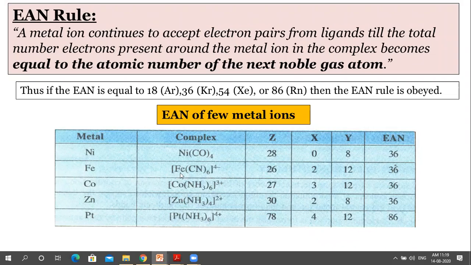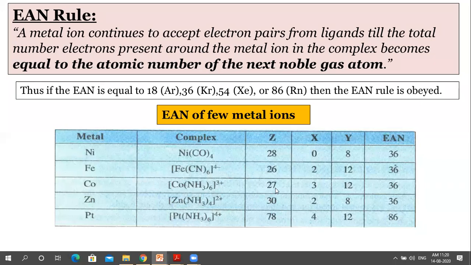The second example is Fe(CN)6 4 minus. See, Fe is the central metal, atomic number is 26. Now see here X is 2. Why X is 2? Because the oxidation state of this Fe is 2, because this is 6 minus and this is 4 minus; 6 minus 4 is equal to 2. So the oxidation state of Fe is 2 plus. So these 2 electrons are lost in the formation of Fe2+ ion. So X is 2 and Y is 12. Why 12? Because 6 cyanide ligands, 6 into 2. So it is 12.